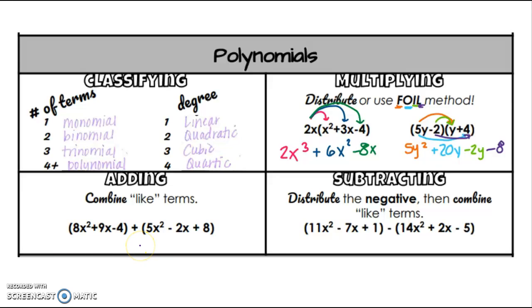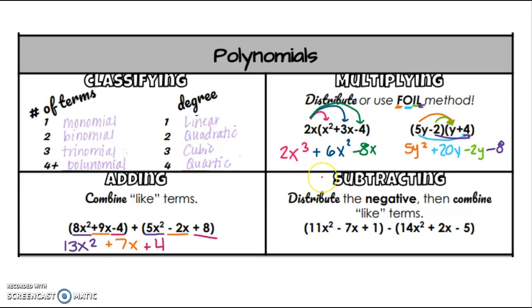When we add polynomials together, we are combining the like terms. So it means that our coefficients don't really matter, but we have to have the same variable with the same power. So 8x squared matches up with 5x squared for a total of 13x squared. 9x matches up with negative 2x for a total of 7x. And then negative 4 matches up with our other constant, positive 8. Negative 4 plus 8 gives me an answer of positive 4. So this entire thing right here would be our answer when we add those together.